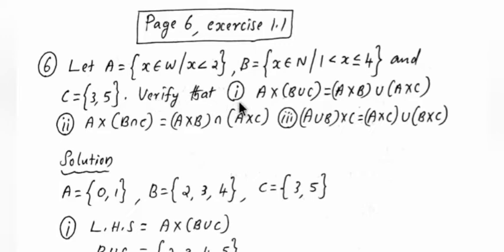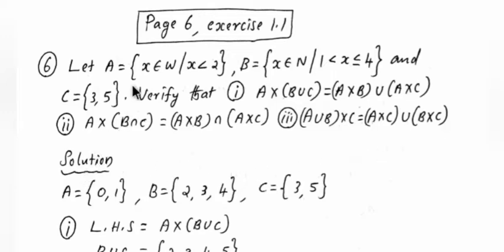Verify that first one, A × (B ∪ C) = (A × B) ∪ (A × C). Second one, A × (B ∩ C) = (A × B) ∩ (A × C). Third one, (A ∪ B) × C = (A × C) ∪ (B × C).